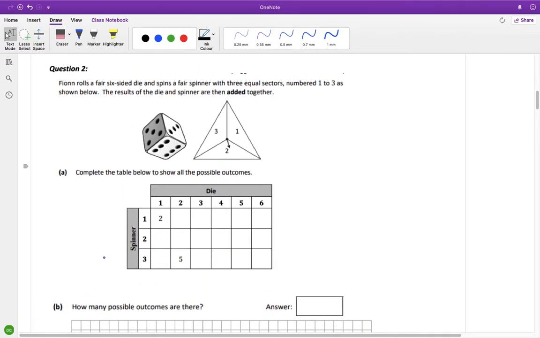Question 2. Fionn rolls a fair 6-sided die and spins a fair spinner with 3 equal sectors numbered 1 to 3, as below. The results of the die and the spinner are then added together. Okay, so they're added, that's important.